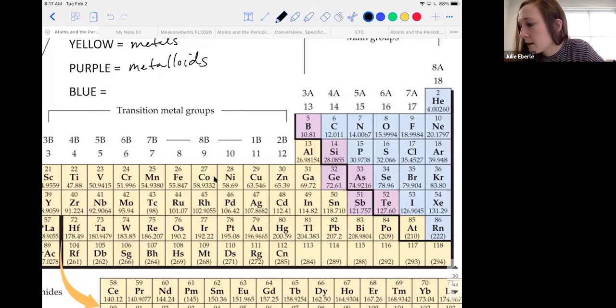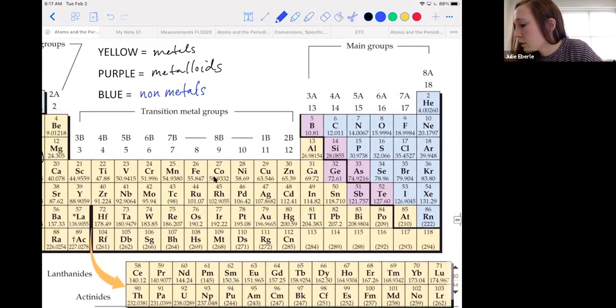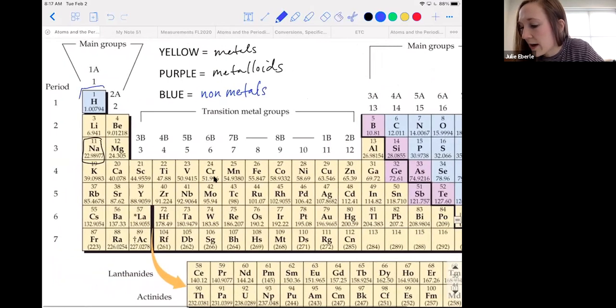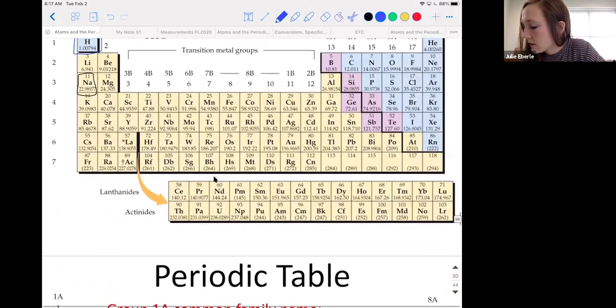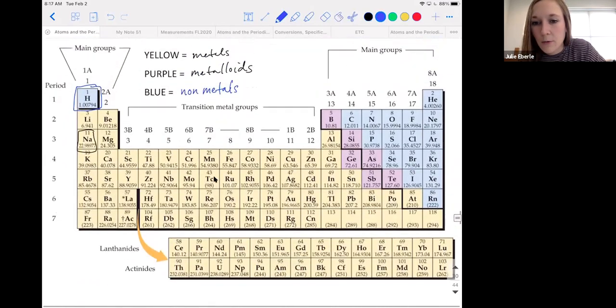And then the blue elements, these are all the non-metals. Everything in blue over here on the left side of the periodic table, or sorry, that's the right side. The right side are the non-metals, and the only exception here is that hydrogen is included in that. Hydrogen is a gas, so it's a non-metal as well. So I think that was the last way we organize it.